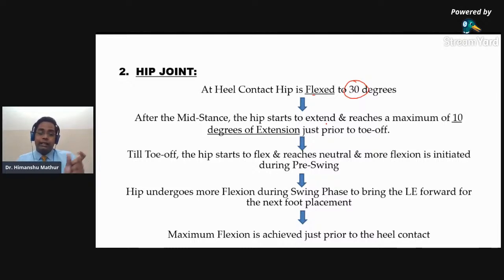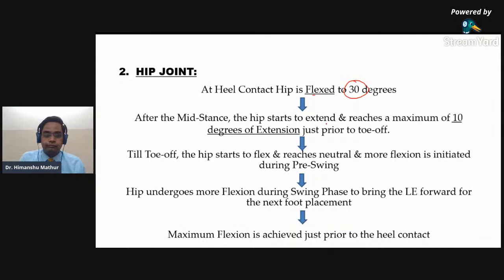Now the hip undergoes more flexion during swing phase to bring the lower extremity forward for the next foot placement. और भी मैंने फ्लेक्शन किया स्विंग फेज के दौरान, so that I can take the swinging leg more forward by flexing it and prepare for the coming heel strike. Again, the maximum flexion is achieved during the heel contact जहाँ से हमने शुरू किया.